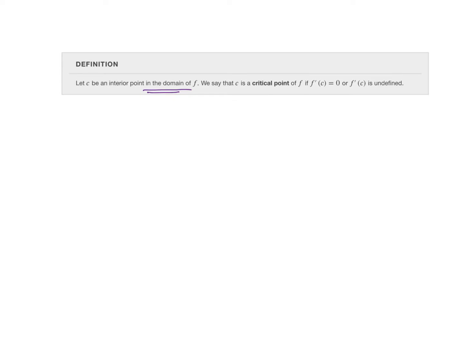The first example is f of x equals 4x cubed minus 3x. If we want to find the critical points, we're trying to find out where f prime of c is 0 or where it's undefined. So we'll need the derivative. f prime of x is equal to 12x squared minus 3. There's no place where that is undefined, and so all we need to do then is set it equal to 0 to find the points where it's equal to 0.